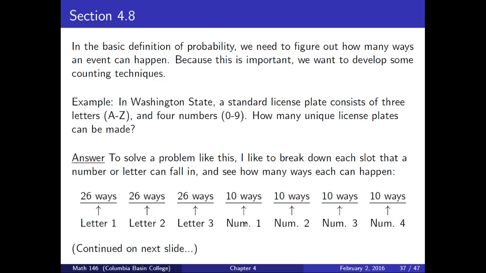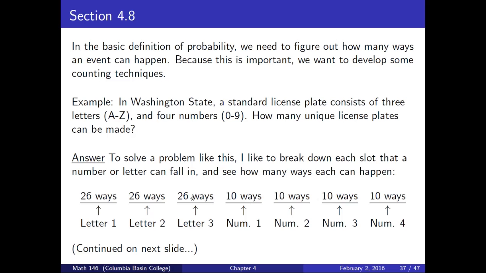Now, in the basic definition of probability, we had to figure out how many ways an event can happen. This can get complicated pretty quickly depending on the scenario, so we want to talk about some counting techniques. To introduce this idea of counting, I want to start maybe with license plates. In Washington, a standard license plate has 3 letters and 4 numbers, and I might want to know, hey, how many unique plates can we make?